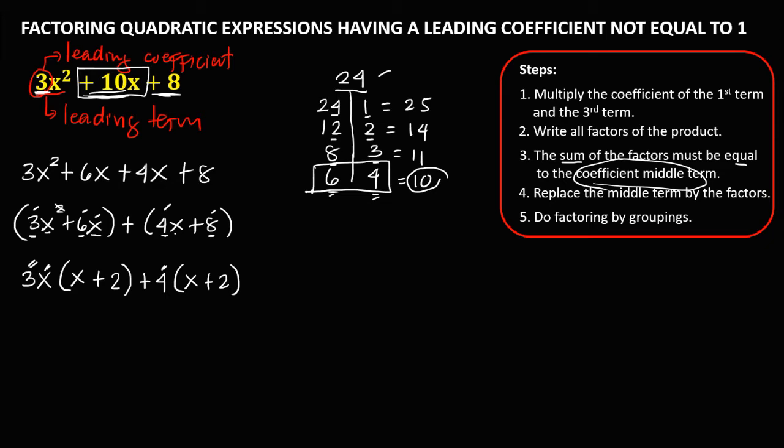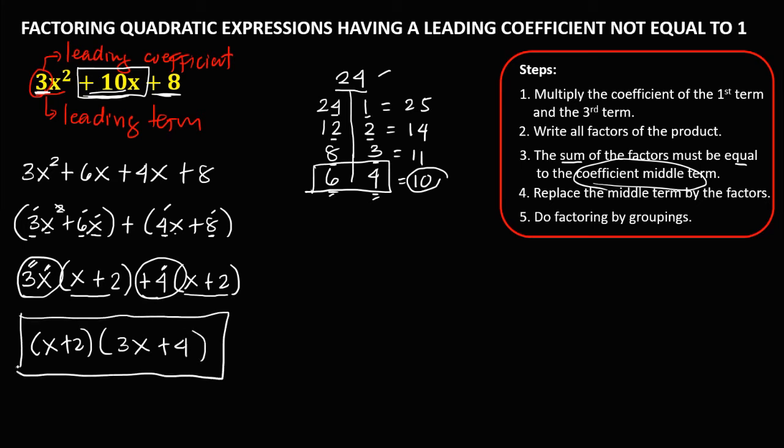Then to simplify, since we have x plus 2 for the first group and x plus 2 for the second group, you put x plus 2 outside, so x plus 2 times, combine this 3x plus 4. So times 3x plus 4. So these are now the factors for this quadratic expression.